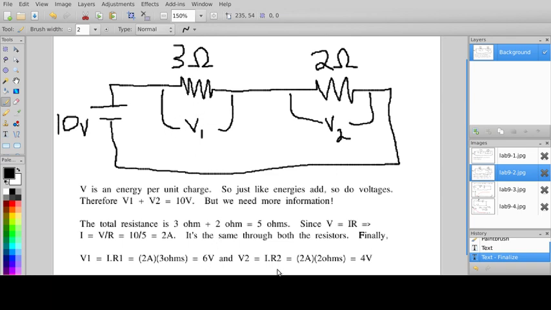And similarly, if you do V2 is equal to I times R2, then that's going to be 2 amps multiplied by 2 ohms, and the voltage drop across that one is just going to be 4 volts. And when you add those together, they had better add up to 10, otherwise you did something wrong. So you have a 6 volt drop here, a 4 volt drop here, 6 plus 4 is 10, and it works out. So there's the theory for the first part of the lab.